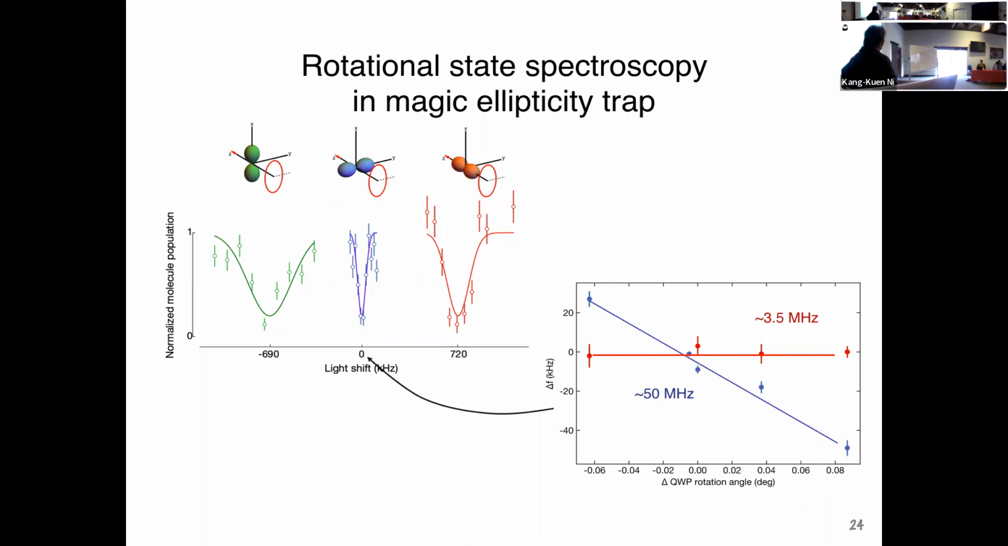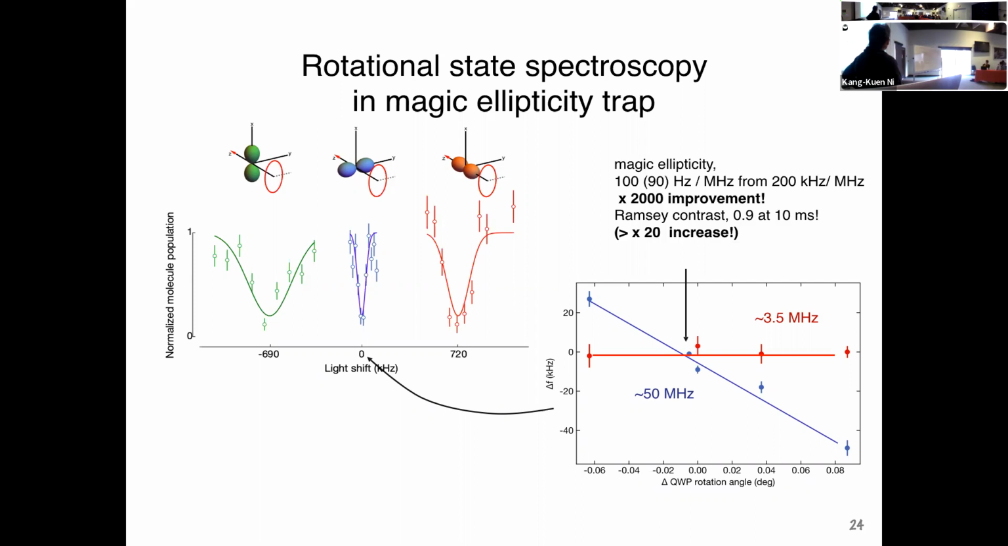Okay. So how well, zero is never zero. So how well do we do? We now have a magic ellipticity that allows us to reduce the light shift by a factor of 2000. So it's 100 hertz per megahertz trap depth. Our single body coherence time is increased, but not increased as much as we had hoped, and we're still trying to figure out why. So there may be some other limitations. So we should be able to hopefully get to this number after 2000.